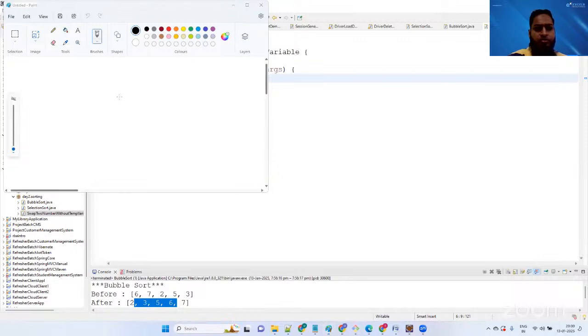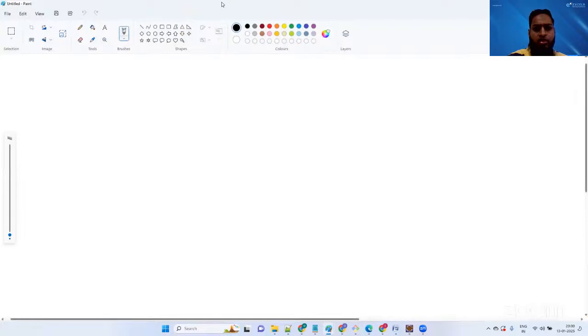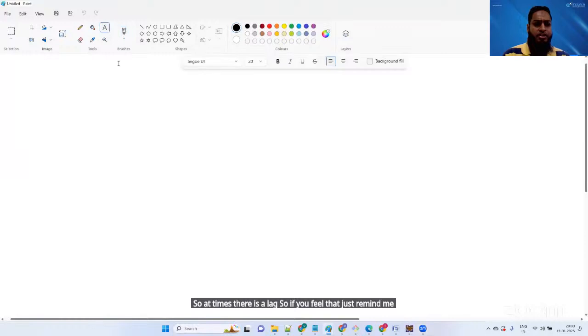Okay, just let me know if my screen is visible or not. Whenever you feel that whatever I'm speaking is not in sync with whatever I'm showing, please remind me. Okay, because I have to deal with lots of screens. You have to switch to the programming screen, paint screen, switch to the browser, switch to GitHub. So lots of things I need to manage simultaneously. So at times there is a lag. So if you feel that, just remind me urgently.